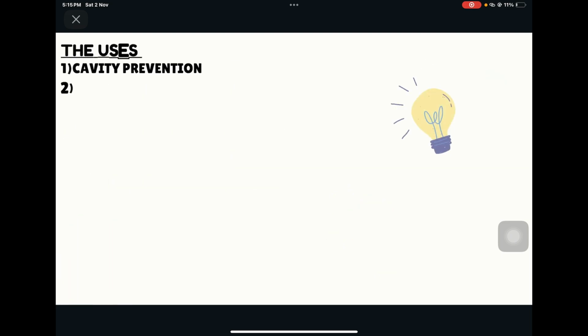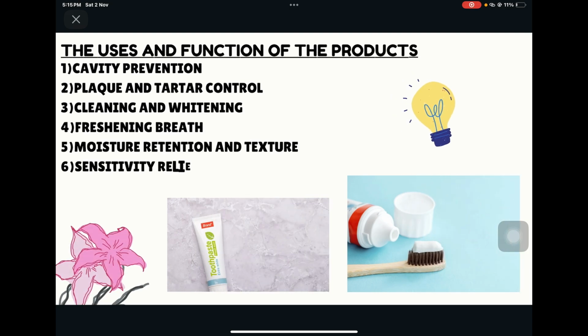Next. Now these are the uses and functions of the products. Number 1 is cavity prevention. Number 2 is plaque and tartar control. Number 3 is cleaning and whitening. Number 4 is freshening breath. Number 5 is moisture retention and texture. Number 6 is sensitivity relief. Number 7 is antibacterial protection.